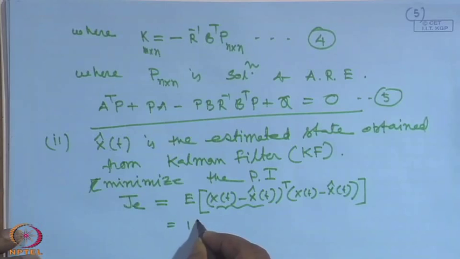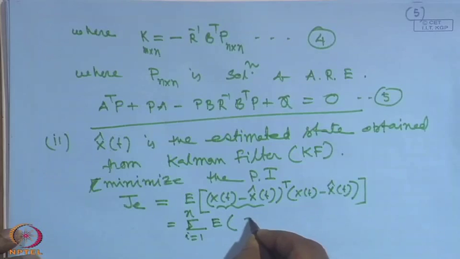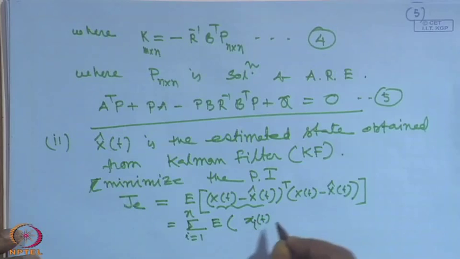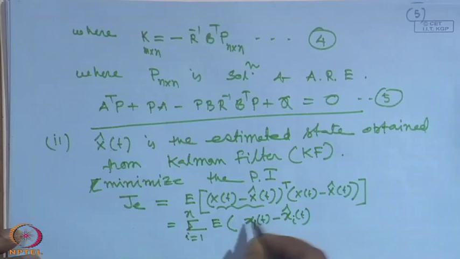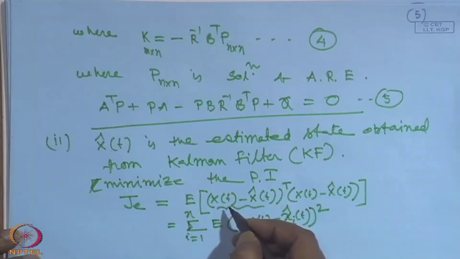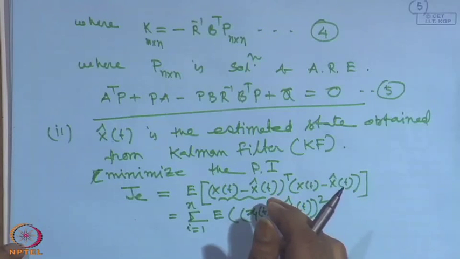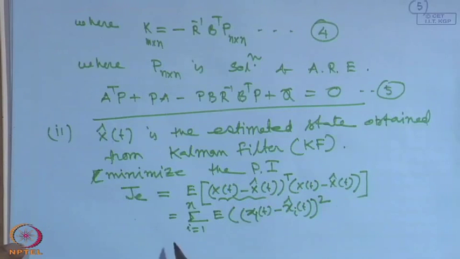This is the same as the summation, component-wise of the state: there are n states, i equal to 1 to n, then the expected value of small x_i of t into small x hat_i of t. So, this is the state error square, which is the same as that expression, or minimizing the trace of the error covariance matrix.